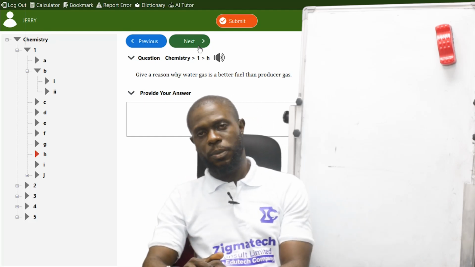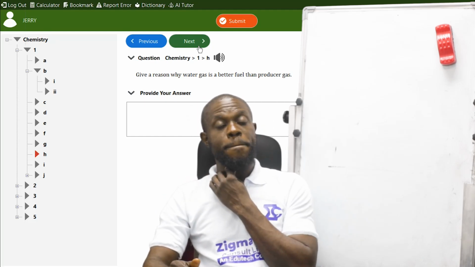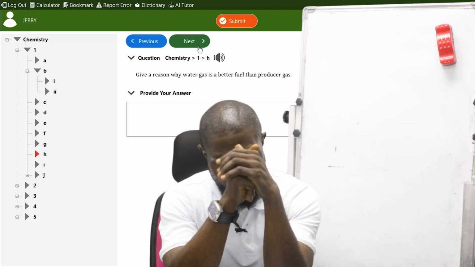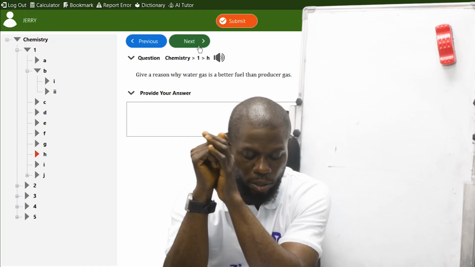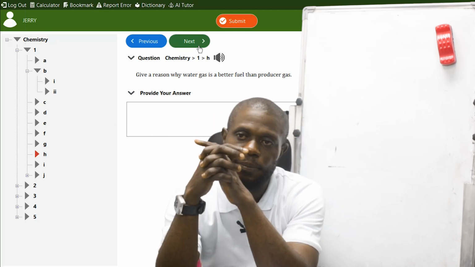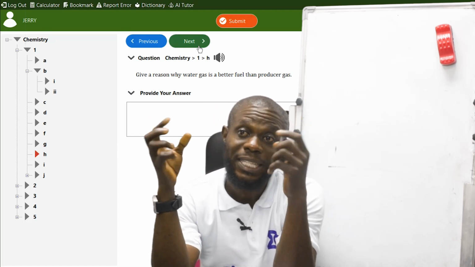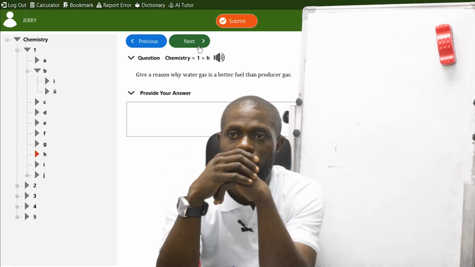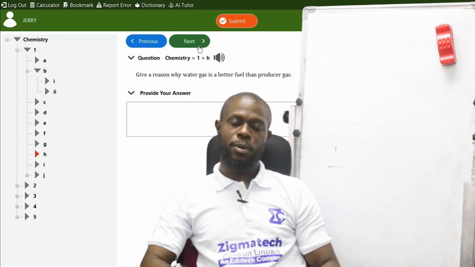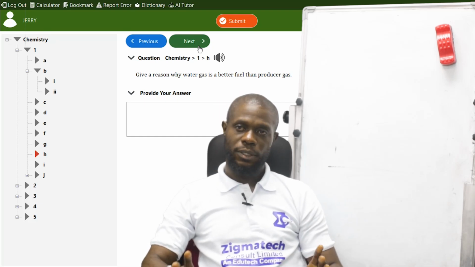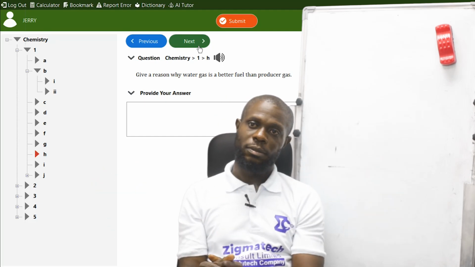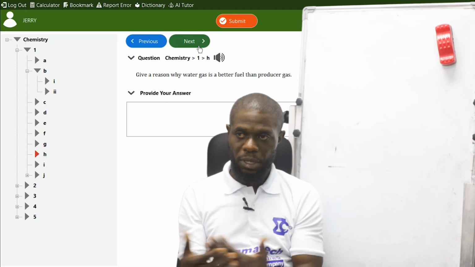Give a reason why water gas is a better fuel than producer gas. It's because the constituents of water gas are both combustible and give higher heat than producer gas. That is the reason. They are both combustible. That means they can burn.